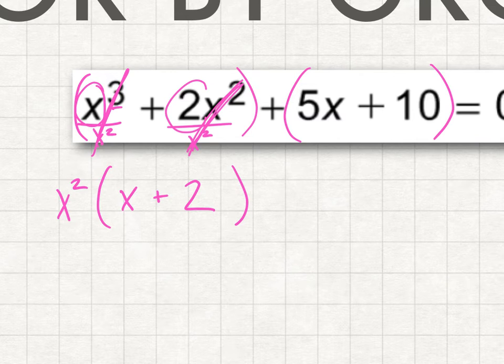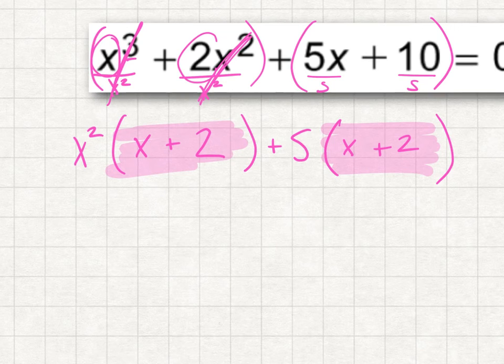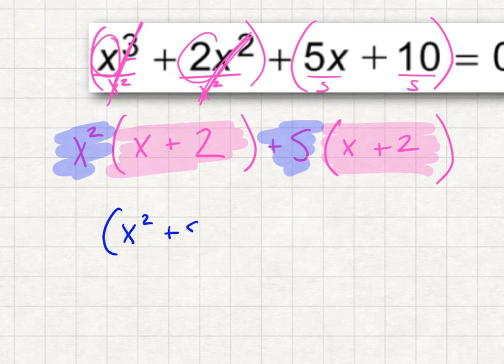So that's our first set. What can we take out in our second group? 5. What are we left with when we divide both of these by 5? X plus 2. So are the inside parts the same? Yep, x plus 2, x plus 2. So we know we took out the right numbers. So now we just take the outsides, put them in their own group. So x squared plus 5. And then the insides go into 1, x plus 2.